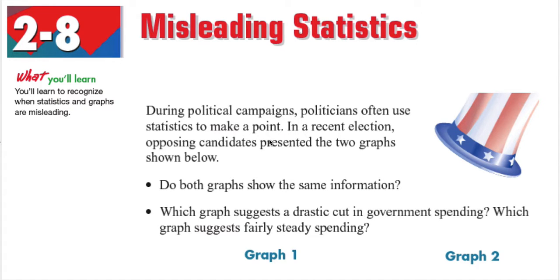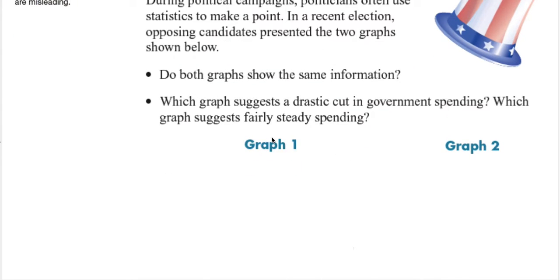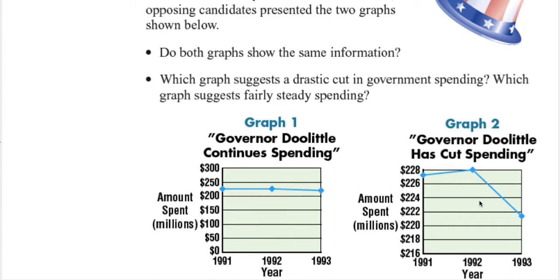Misleading statistics. In this lesson you learn to recognize when statistics and graphs are misleading. Let's take a look at this example. During political campaigns, politicians often use statistics to make a point. In a recent election, opposing candidates presented the two graphs shown below. You have graph 1, which looks something like this, and graph 2, which looks something like this.